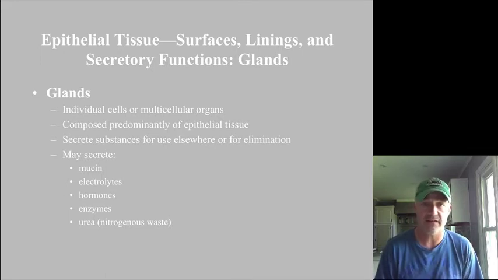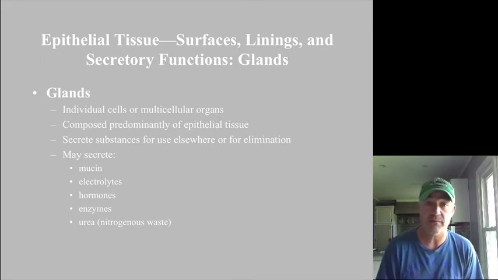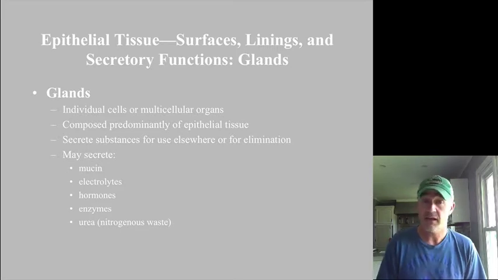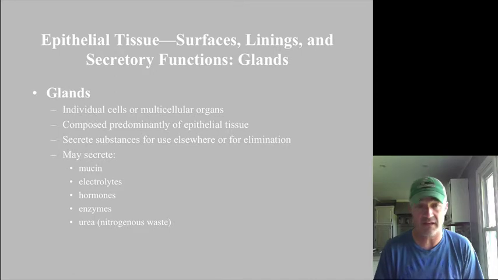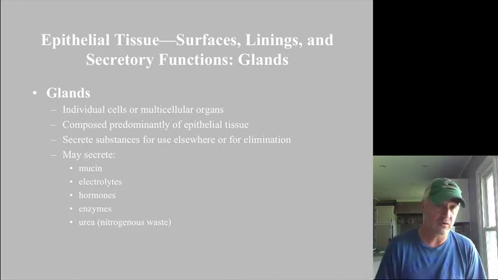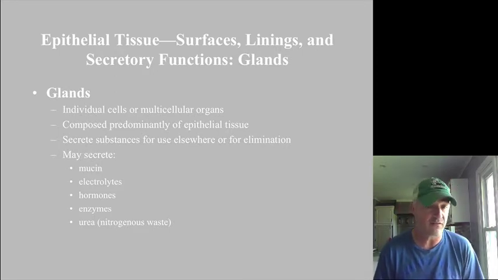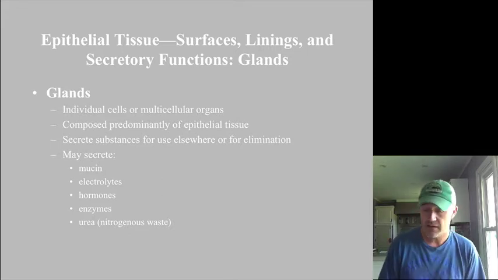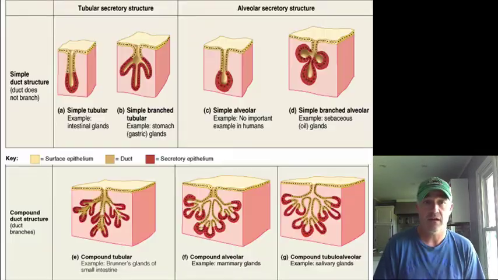Most of our glands, at least a good chunk of them, are made of epithelial tissue. They're what's actually going to be making whatever substance is secreted. And like I said, it can be things like sweat and sweat glands. It can be mucus or mucin and mucus glands, different hormones, different enzymes, among other things.